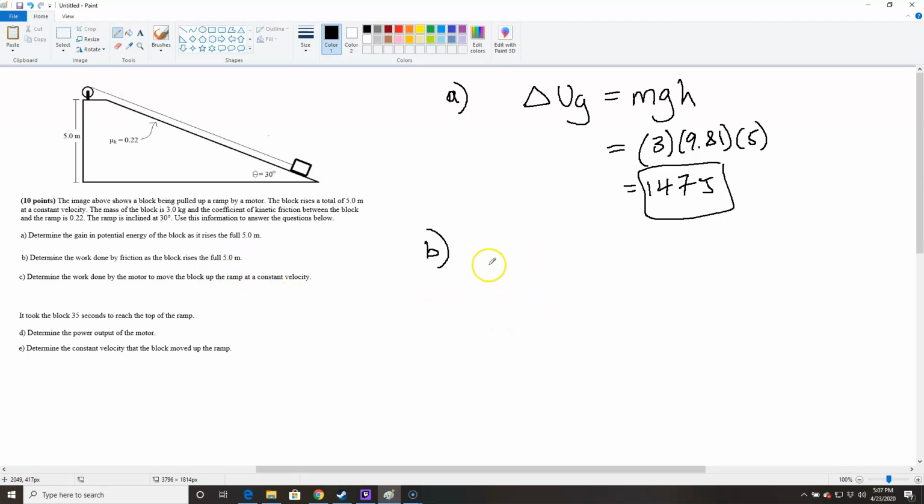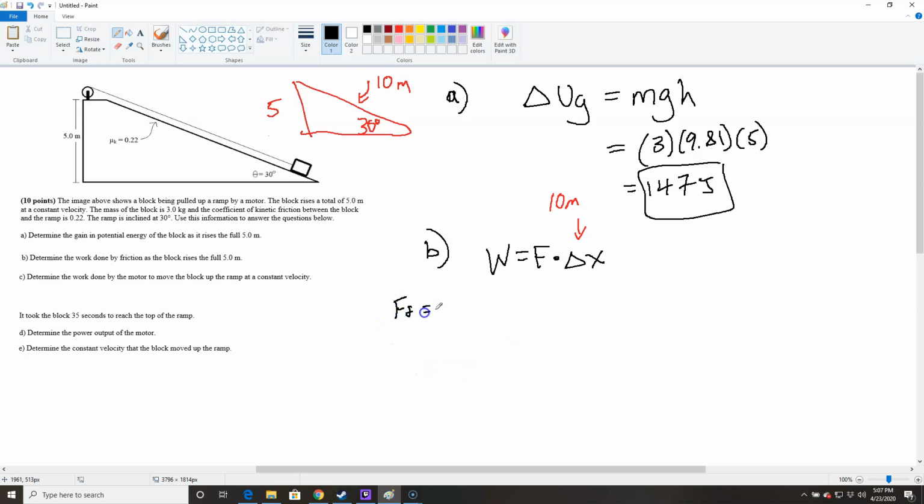B says, what's the work done by friction as the block rises that full 5.0 meters? So work is force times displacement, based on some SOHCAHTOA. This is 5 and this is 30 degrees. That means that delta x is 10 meters. You can run SOHCAHTOA yourself, but basically you're looking at the sine of 30 degrees equals 5 over hypotenuse. Hypotenuse is 10.